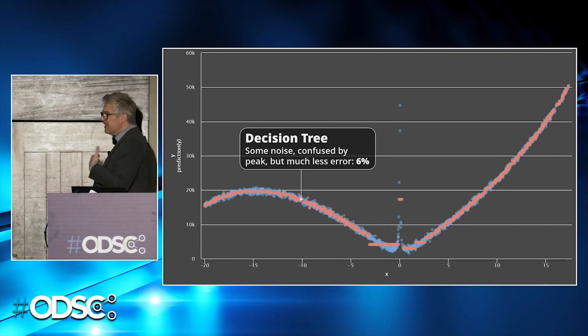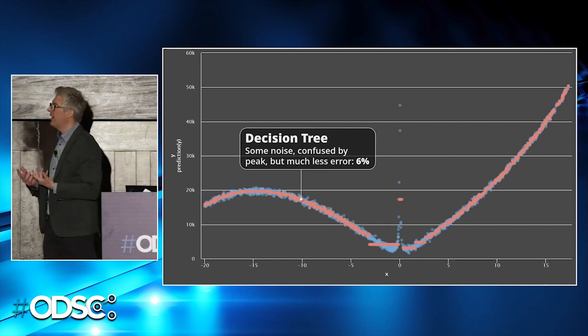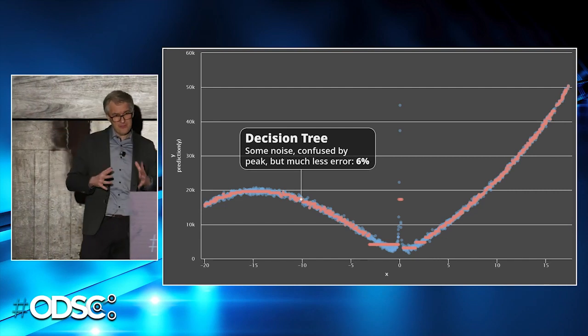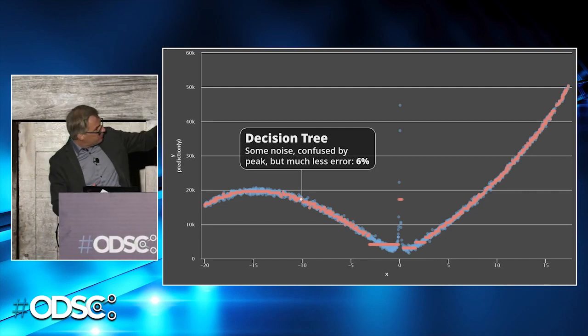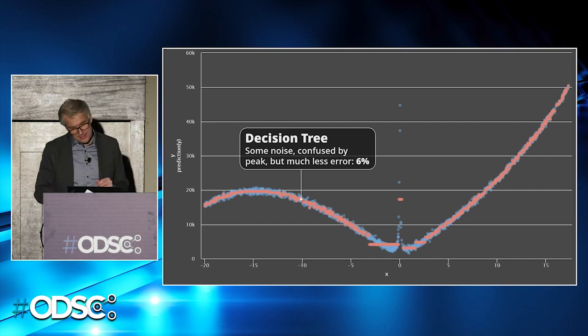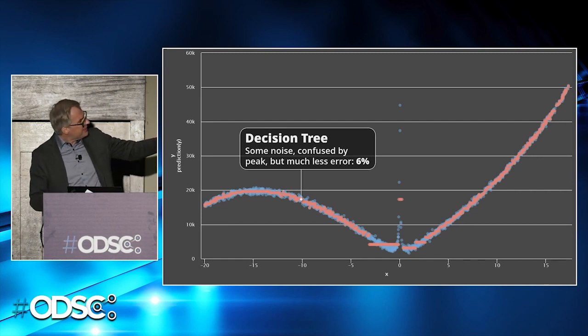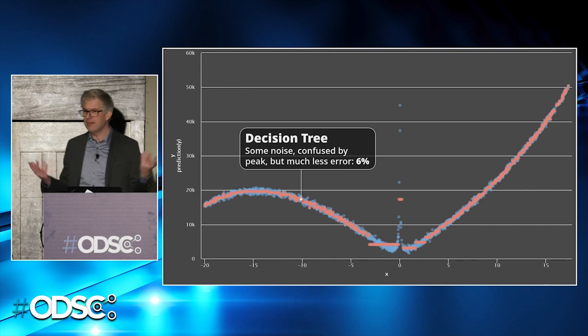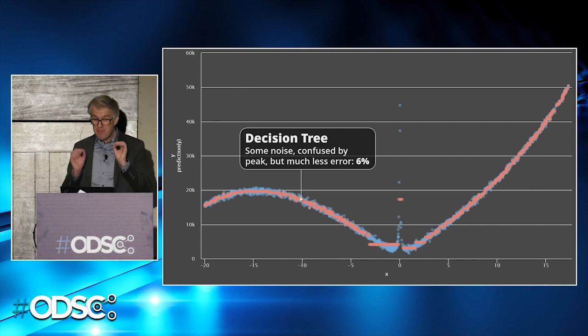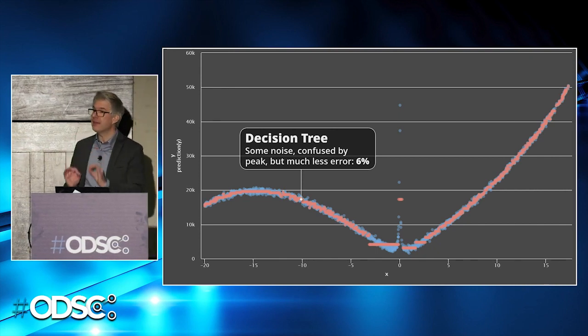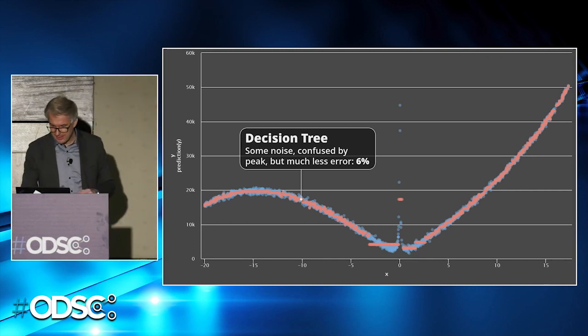And the decision tree here is actually doing a pretty good job. It shows some level of noise. You can see those red points, they move around a little bit. But it really didn't get the concept of the peak, so there are those plateaus at the center and this random blob up there. It didn't really get it. But the error rate is much lower, 6%. So that looks better, right?